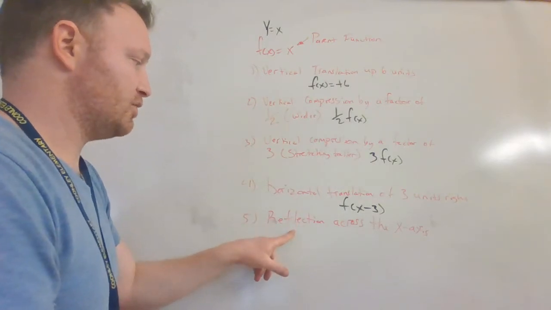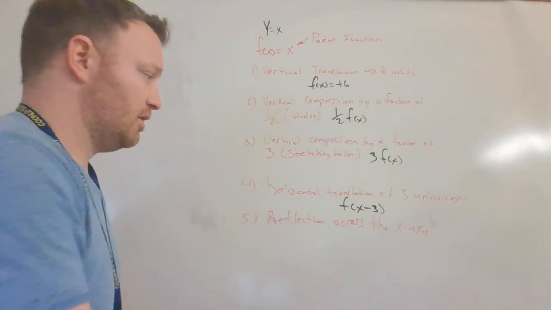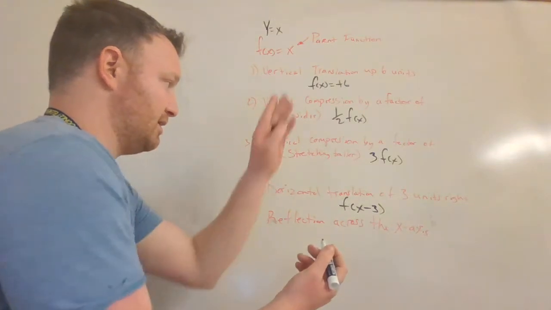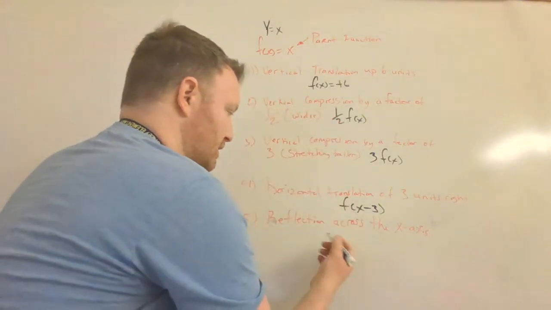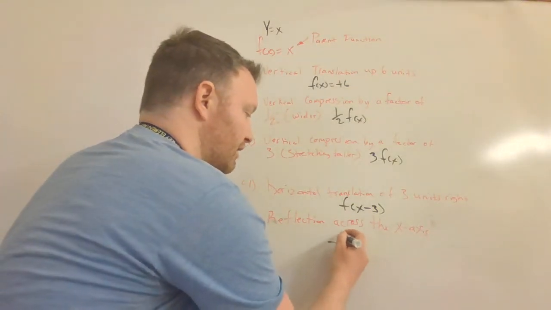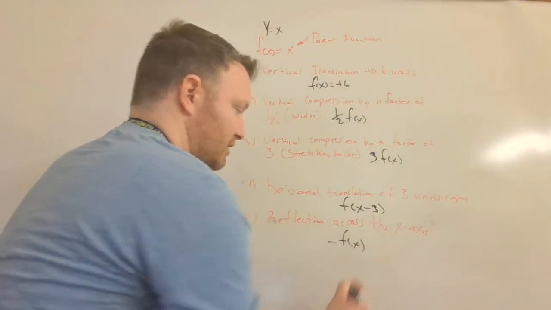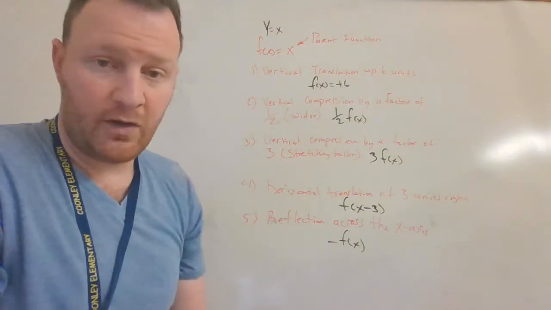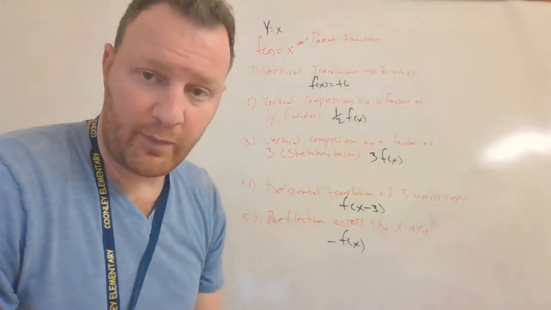The next question says reflection across the x-axis. If it is this way, now it's this way, so it reflects across the x-axis, like we remember from yesterday. So this is now a negative on the outside of f of x. That's the basic stuff you've got to know for that. I'll be back in 1 second to go over a couple more examples.